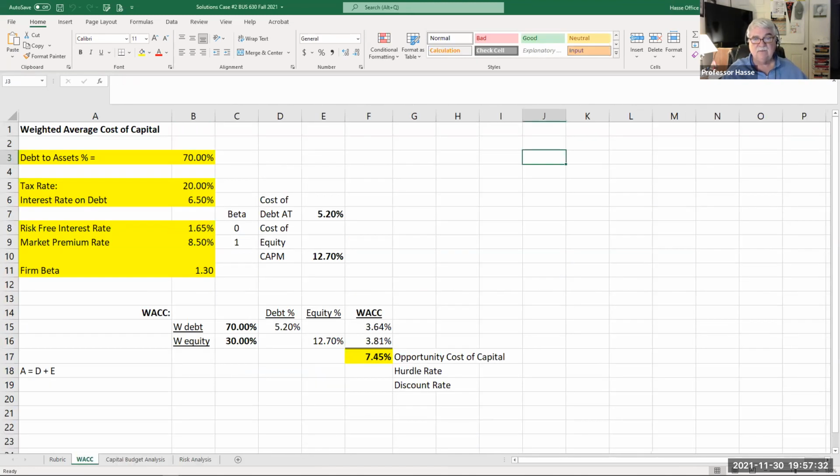The WACC analysis has an after-tax cost rate of 5.2%, which is 6.5% times 1 minus the tax rate of 20%. That 5.2% is weighted by the capital structure given in the case, 70%, giving 3.64. The capital asset pricing model is asking you to determine the expected return on equity.